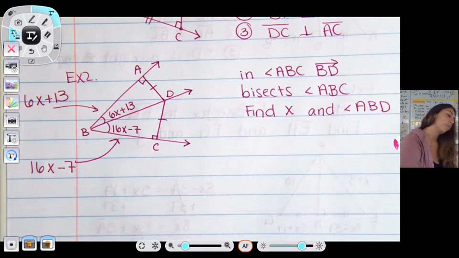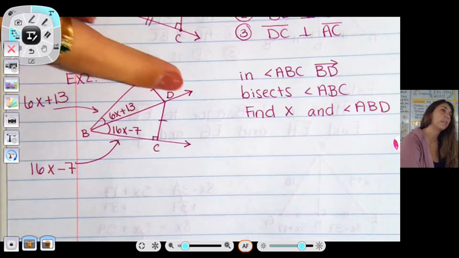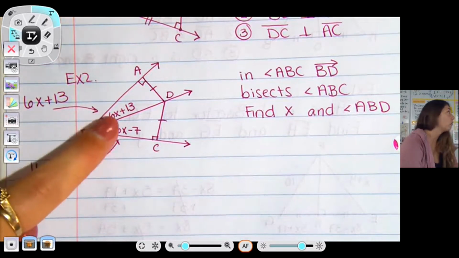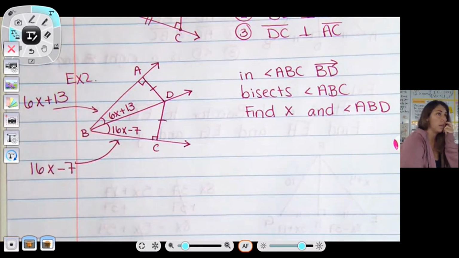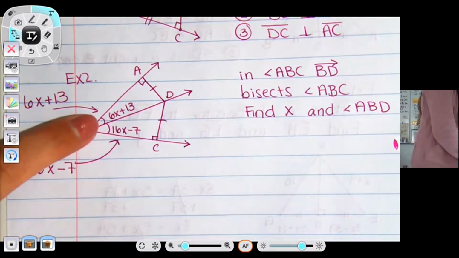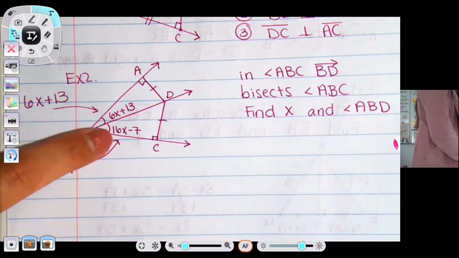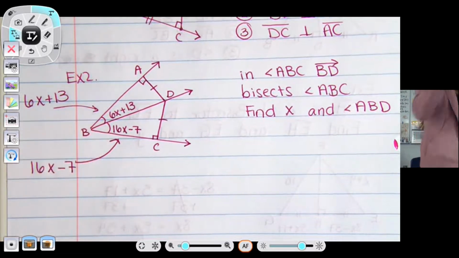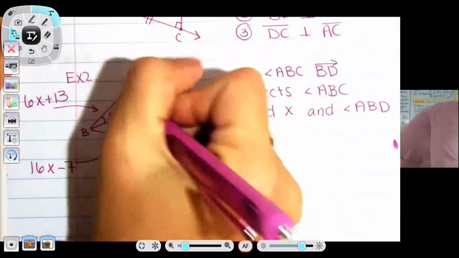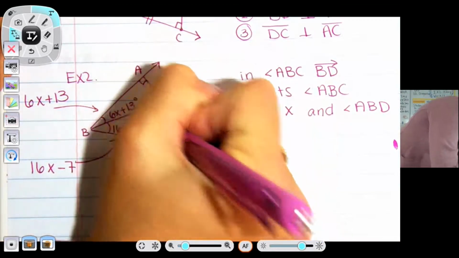Is 6x plus 13 AB or BD? It's ABD. It's in this angle. Like this angle right here is 6x plus 13, and this angle right here is 16x minus 7. It's not the side lengths. It's inside the angle, so it's the angle. Should I put little angle marks? Angle measures.